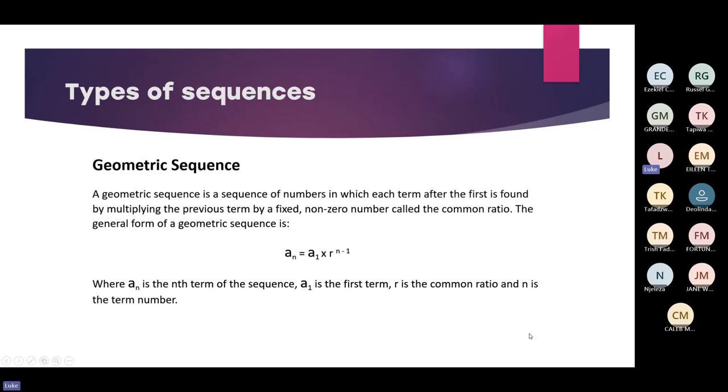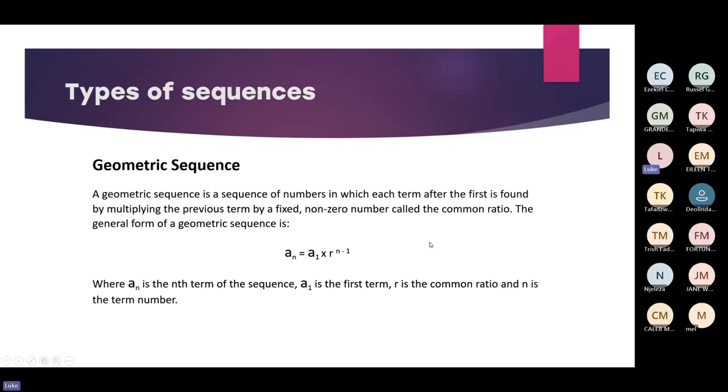So you will see that with this one, it is the same as the arithmetic, but the only difference is that we now have what we call a common ratio, right? This common ratio will be a non-zero number, which is found by multiplying the previous term. So we are saying where a n is the nth term of a sequence, a1 is the first term, r is the common ratio, and n is the term number.